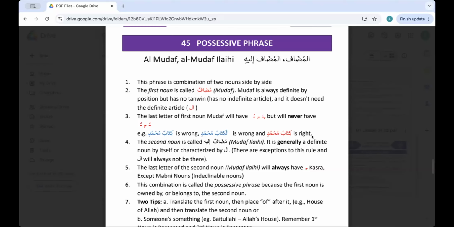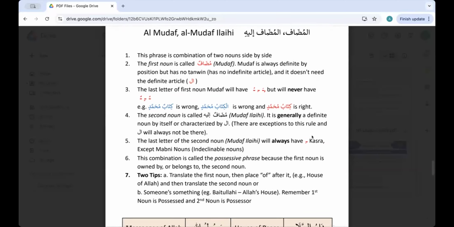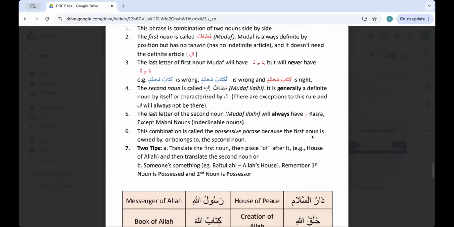Okay. So mudaf ilayhi is a possessive phrase. Basically, when two nouns come side by side, let's say the nouns own themselves, so there's some kind of ownership occurring here. The first noun is mudaf. Mudaf is the possessed one. It's always definite, so because it's definite, there is no tanween or al there. Then mudaf ilayhi is basically generally in kasra, always in kasra except mabni words.